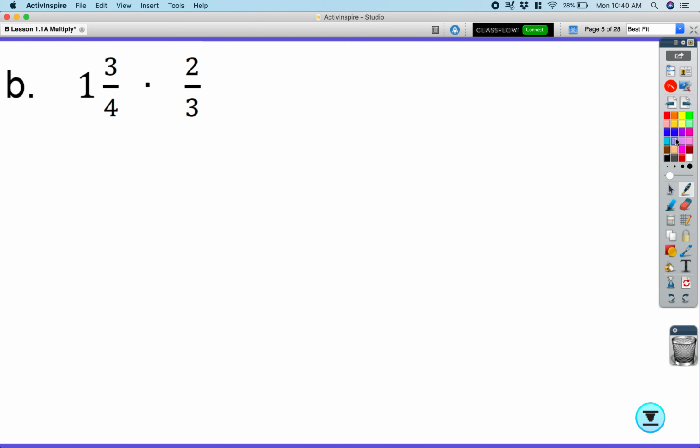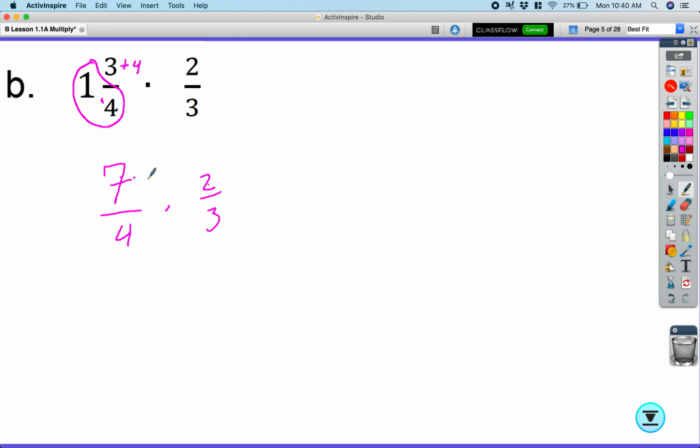This one's a little tricky because it's an improper fraction. Excuse me, it's a mixed number, and we don't want mixed numbers. We only want improper fractions. So in order to do that, I'm going to take the denominator, multiply it by the whole number. That is going to give me 4. I'm then going to take that answer and add it to the numerator. So this will give me 7 over 4 times 2 over 3.